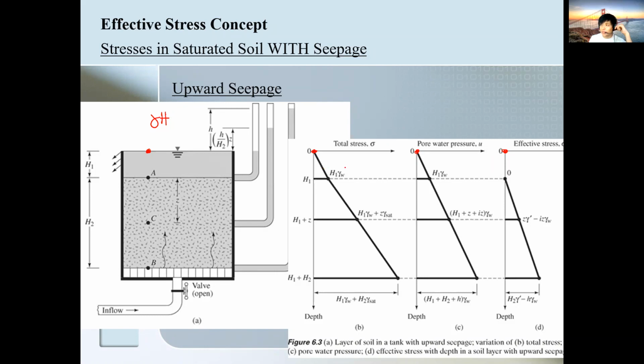Okay, so now we can verify the different values that we have calculated earlier. Again, at H1, it is H1 gamma water, because the layer is just water. So pore water pressure is still the same, and we can say that the effective stress is zero. It is zero because of course there's no soil in the first layer, so it is purely water. Effective stress pertains to the stress contributed by the soil grains or soil particles. Since there's no soil in the first layer, it is zero here.